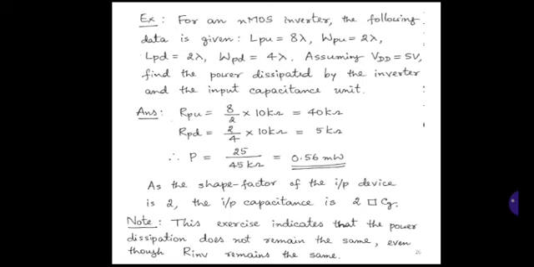RPD is equal to LPD by WPD. So LPD is 2 lambda, WPD is 4 lambda, that is equal to half into 10 kilo ohm, so that is equal to 5 kilo ohm. Therefore P is equal to VDD square divided by RPU plus RPD. So 5 square divided by 40 plus 5K, 25 divided by 45K, that is equal to 0.56 milliwatts. As the shape factor of the input device is 2, the input capacitance is 2 square Cg.